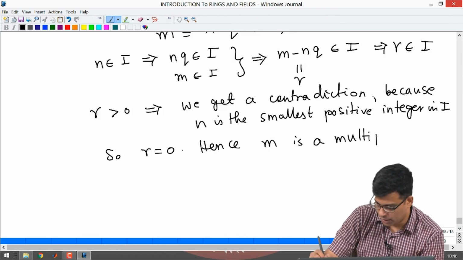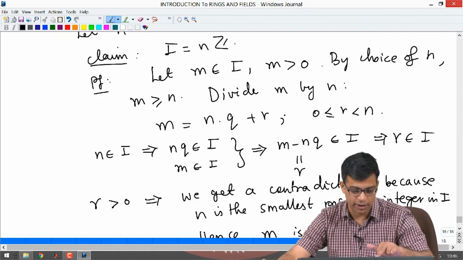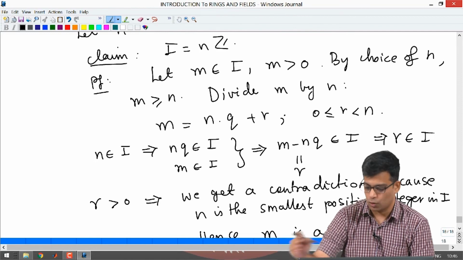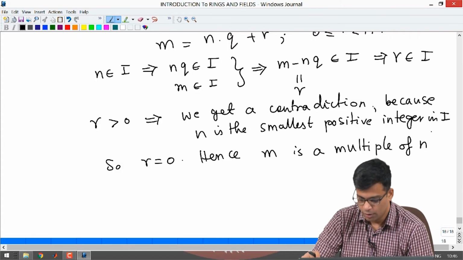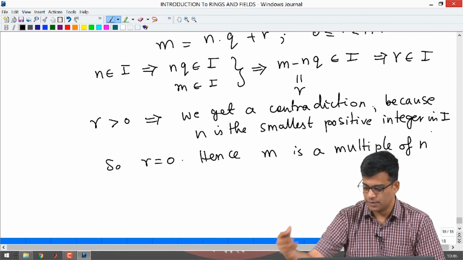which is another way of saying m is a multiple of n, right. So, what we have shown is that we have taken an arbitrary positive integer in I and showed that it is a multiple of n. Okay. Now, we want to say that every integer in I is a multiple of n.